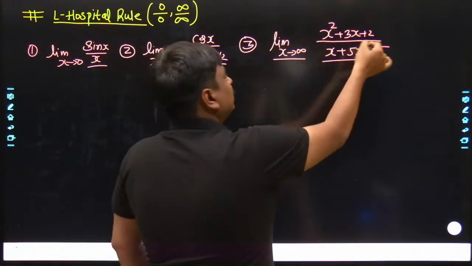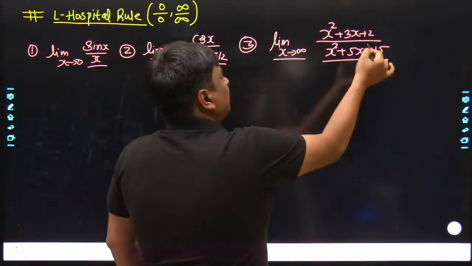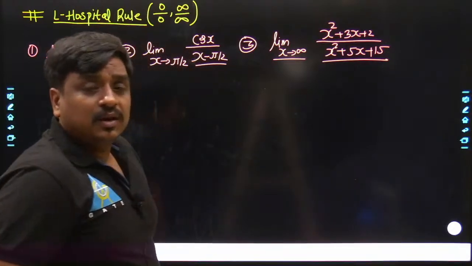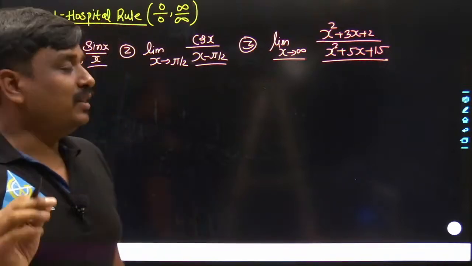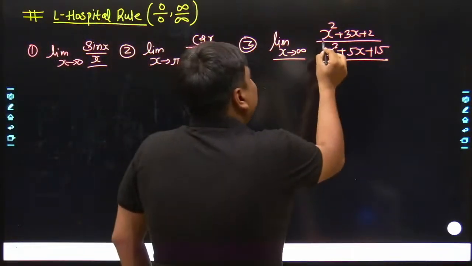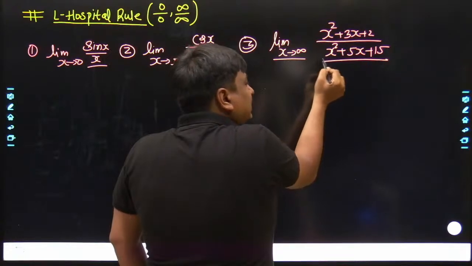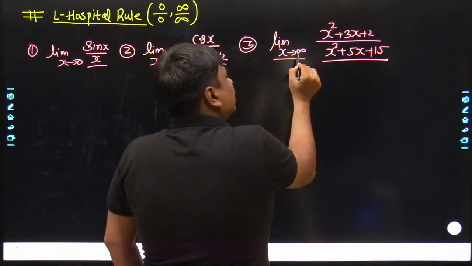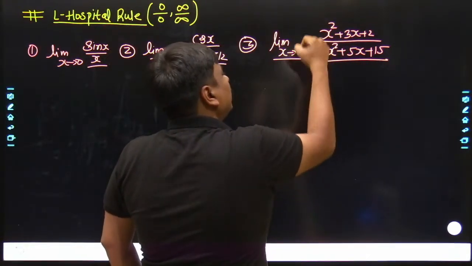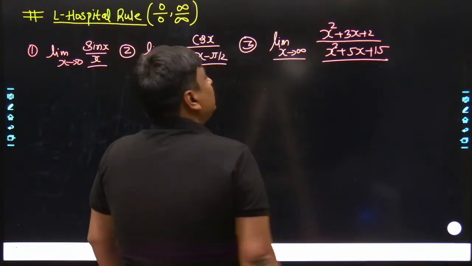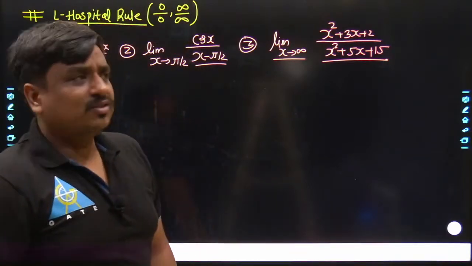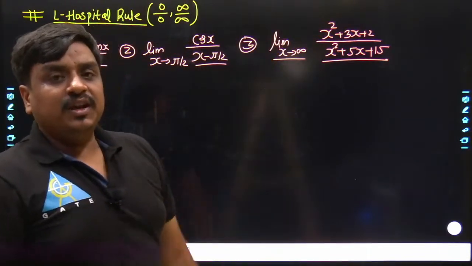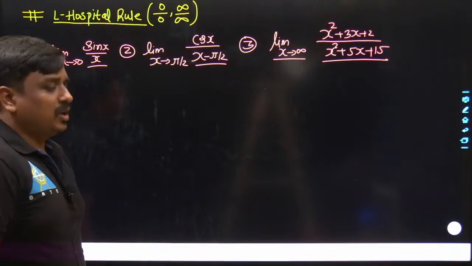Because x square plus 3x plus 2, x square plus 5x plus 15 is a polynomial, and once we have a polynomial, one thing is quite sure: it would be continuous throughout its length. As it is continuous throughout its length, rather than taking its limit, I can simply feed the value itself. Once I feed the value into the numerator as well as the denominator, what result are we getting? It is infinity by infinity. Here also the L'Hospital rule can be applied.